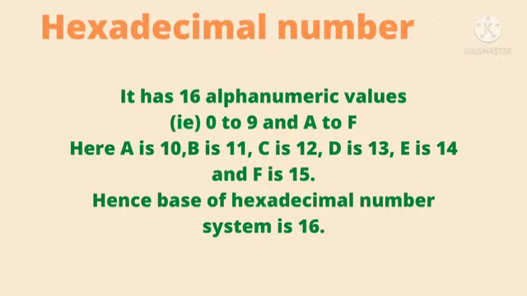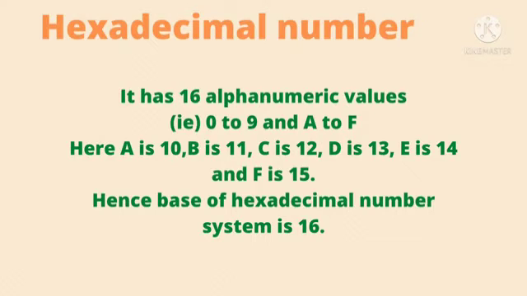So now you have to check how many numbers and alphabets are there. So together we have 16 values. So the base value of hexadecimal number system is 16. If you count them, there will be 16 alphanumeric values. So hence the base value of hexadecimal number system is 16. So these are the points about different types of number system.